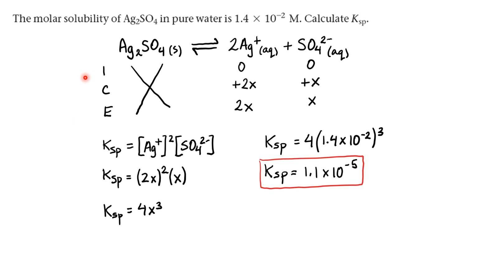All right, here's another practice problem. So now imagine they give you the molar solubility of an ionic compound. They said the molar solubility of silver sulfate in pure water is 1.4 times 10 to the negative 2. So this is silver sulfate, and they gave you the molar solubility. Calculate KSP. Okay, well, if you want to calculate KSP, same process, right? The first thing you got to do is figure out how does this break up into its plus and minus counterparts.